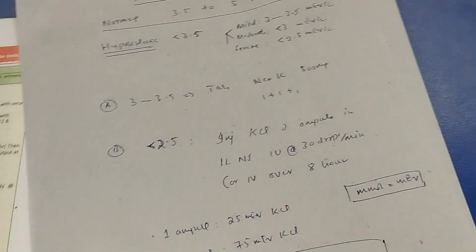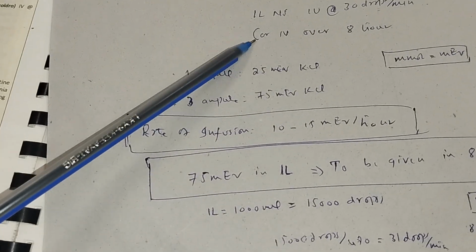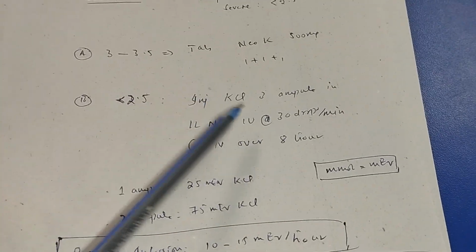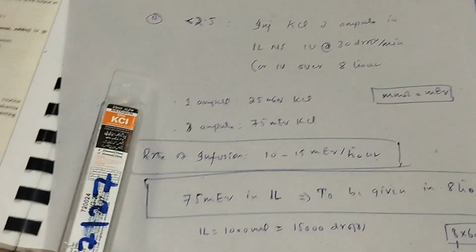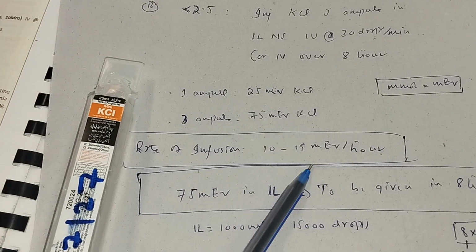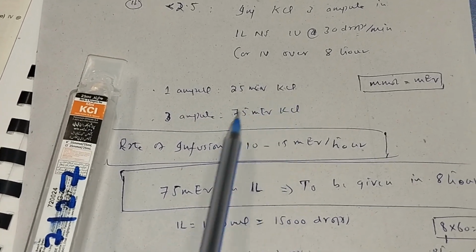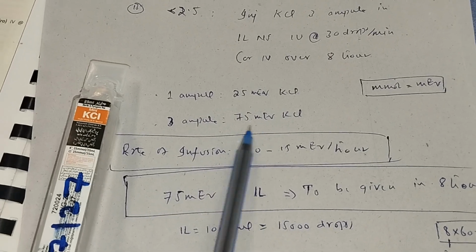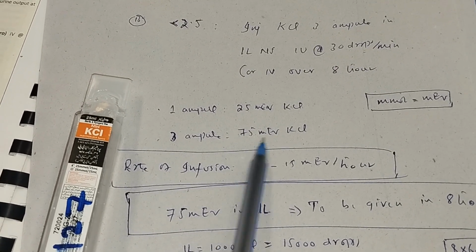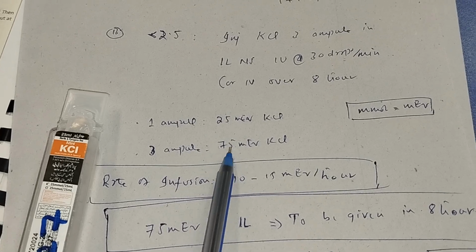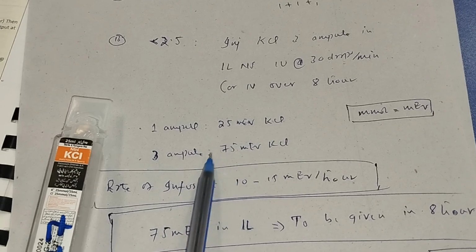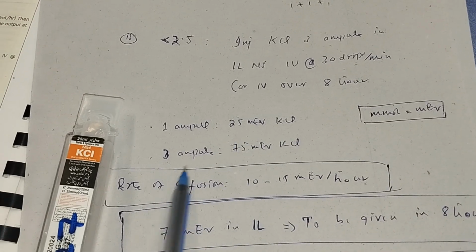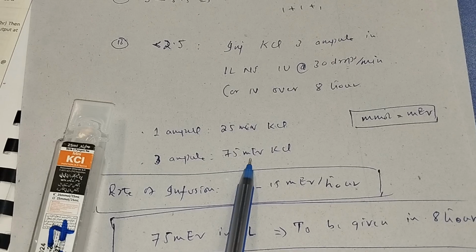Now sometimes you need to give 3 ampules of KCL in 1 liter normal saline. This contains 75 MEq. If you are taking 3 ampules of KCL, as 1 ampule contains 25 MEq KCL, the 3 ampules will contain 75. It means that now this 75 you have to give at 10 MEq of potassium per hour. So 75 we will give in 7.5 hours, or for safety we will complete these 3 ampules of KCL, or 75 MEq KCL, in 8 hours.